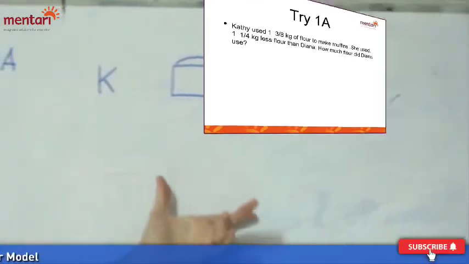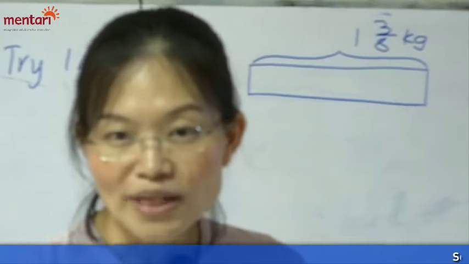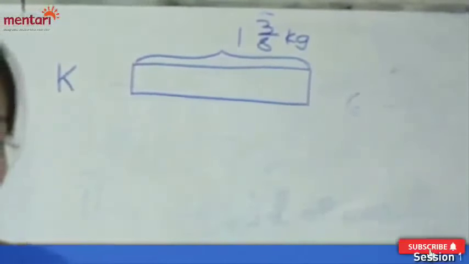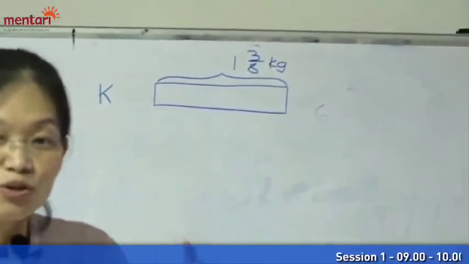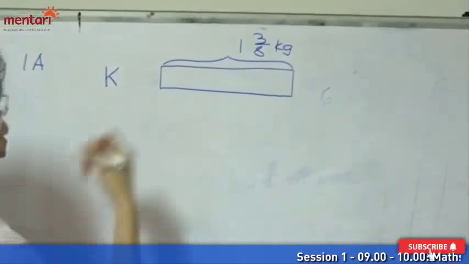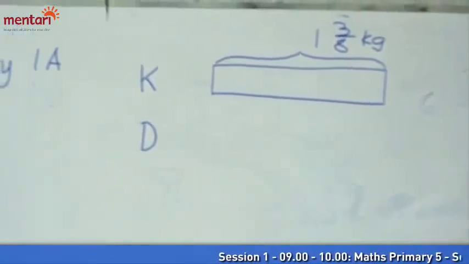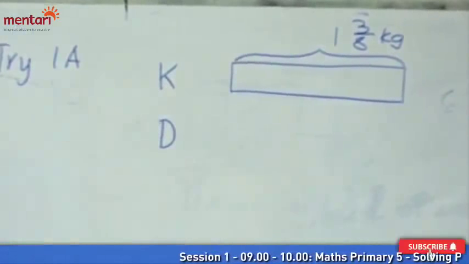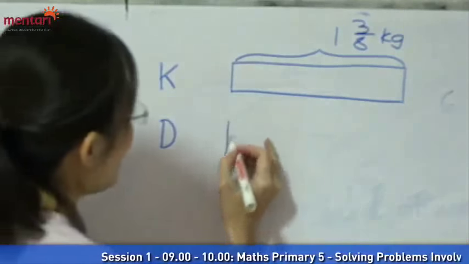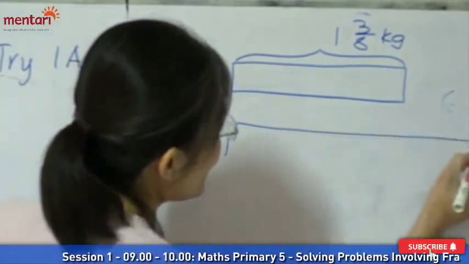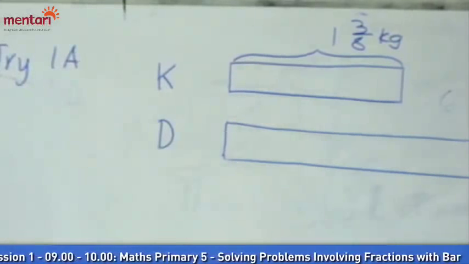Now, if rectangle represents the quantity, and we know that Diana used more than Kathy, what do you think the rectangle for Diana should look like? Yes, it should look longer. So let us draw the bar model, the bar for Diana. Kathy used 1 and 1/4 less flour than Diana. That means Diana used more flour, and hence her bar will be longer. Right?